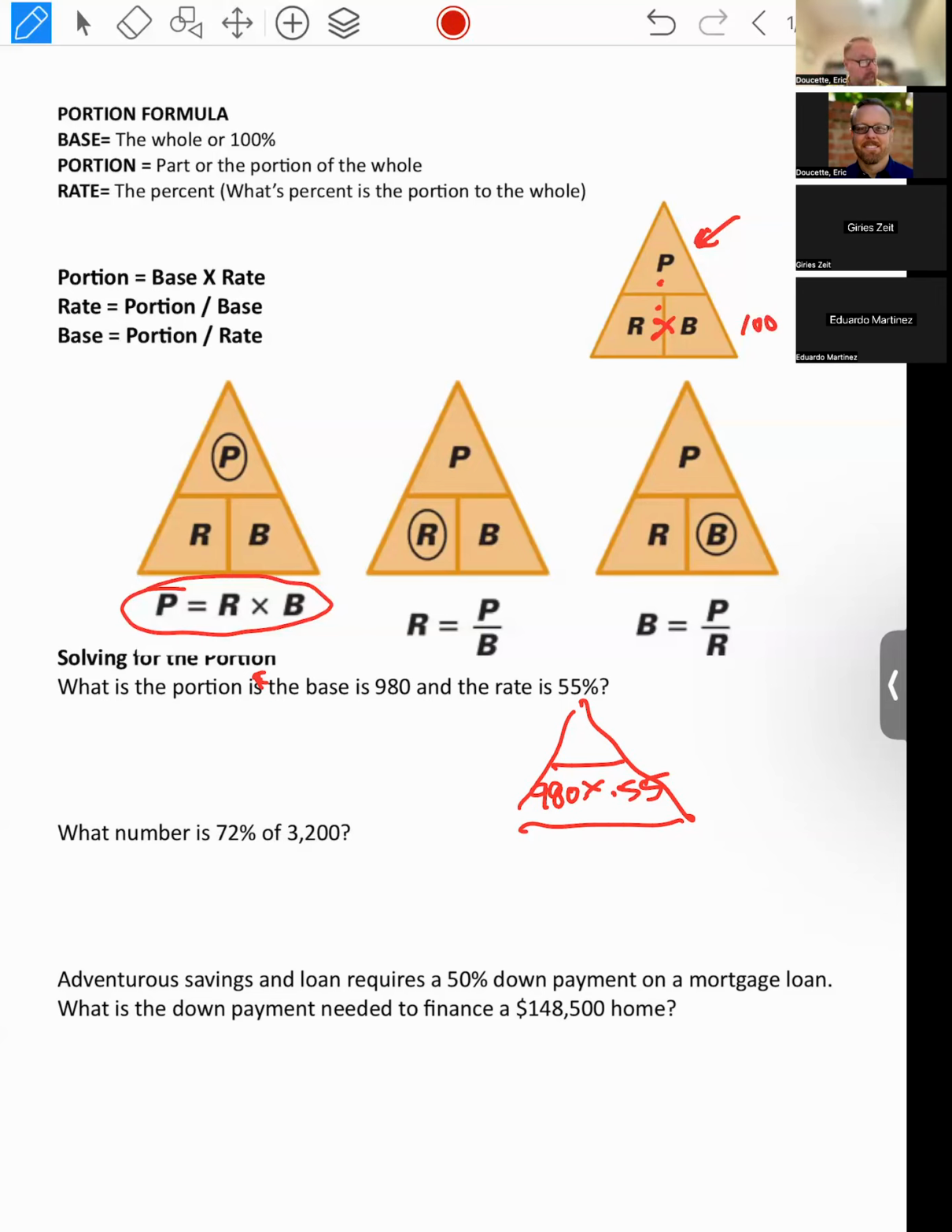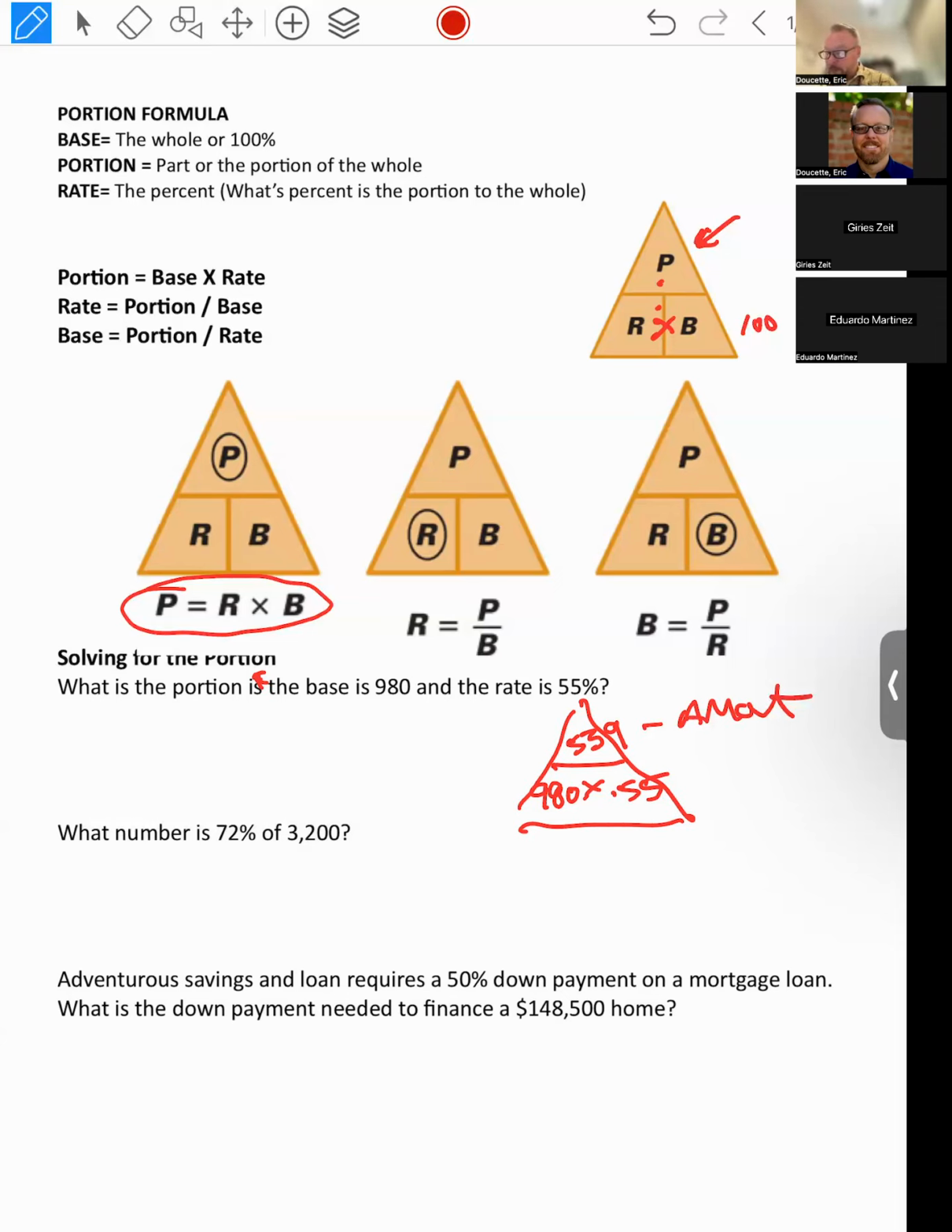We'll find out that the answer to that question is, sorry, I don't want to have to do the math on all these, so I just did it already. It comes out to 539. So what that says is that 539 is 55% of 980. That's what we call the portion formula. With percentages, we're always trying to find the portion or the percent amount. In this case, that would be the amount of 55% of 980.